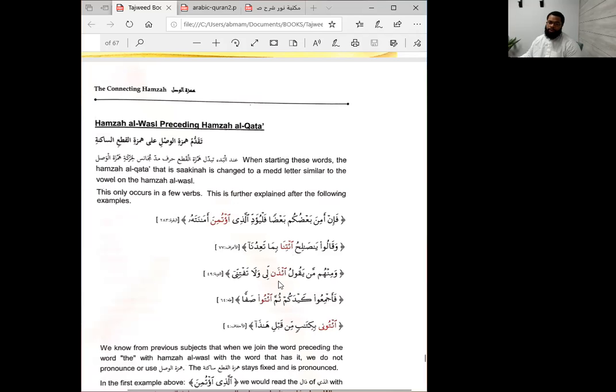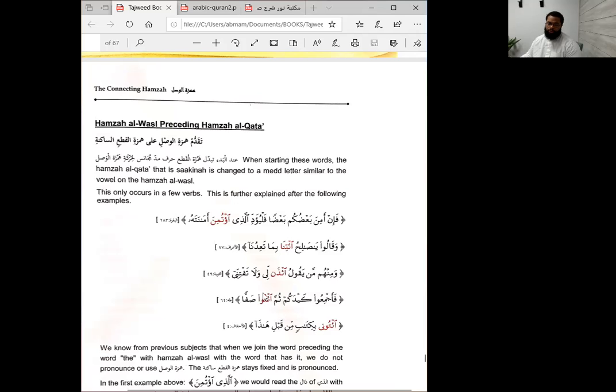The same with this one, then. Same with this one, tu. And the reason why it's tu and not utu is because the dhamma that is here on the ta is not an original dhamma. That dhamma is there because of this waw, and this waw is a pronoun. Same thing here, tuni. These two are the same.